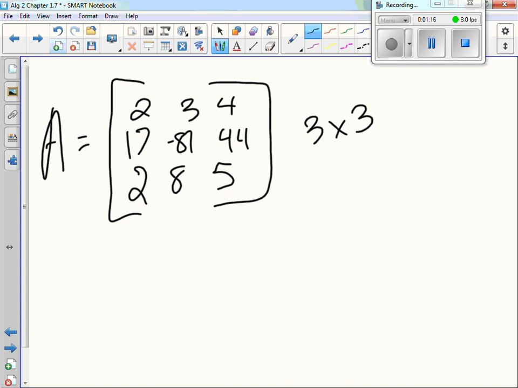Now, each one of these is considered an element. And we'll talk about the elements as a lowercase a. We'll get more into this probably later on in the year if we have time. So here, A11. What this is talking about is matrix A, element, row 1, column 1. So the first row, first column is 2. We could talk about row 3, column 2. Well, row 3, column 2 is 8, isn't it? Because it's just signifying that element in the matrix.